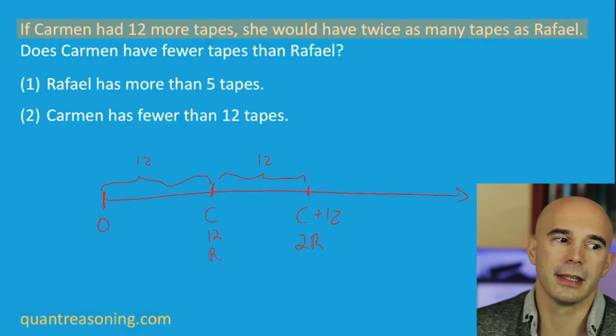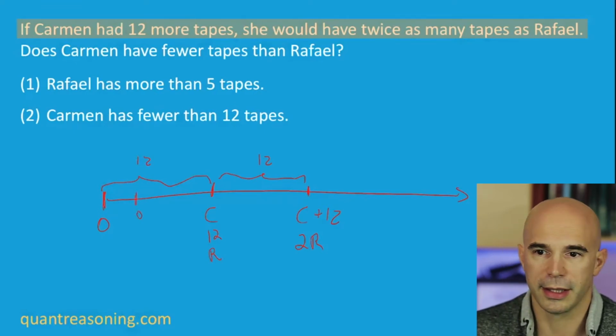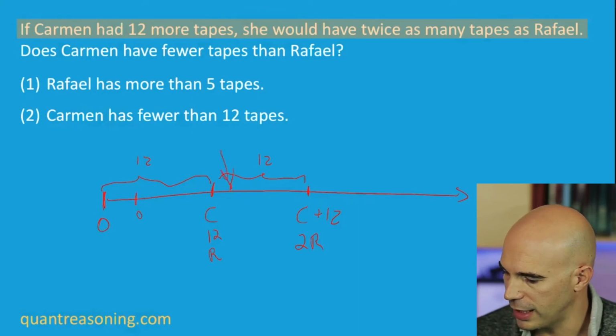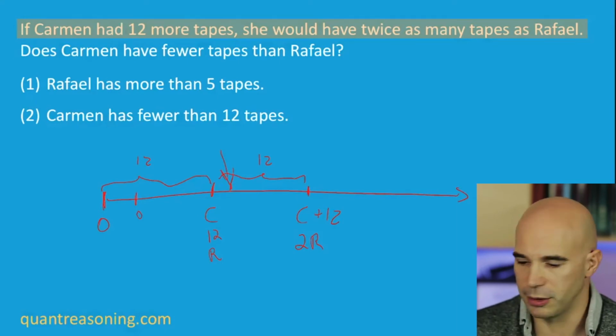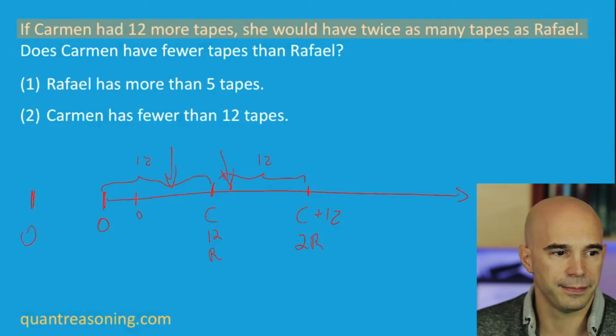But if C is less than 12, meaning 0 is closer to C like that, then we would get a yes or a no. R would fall here. Exactly. It would give us a yes. Because R is halfway between 0 and 2R. And what if 0 is actually here? Well, then R would be here, and that would give us a no.